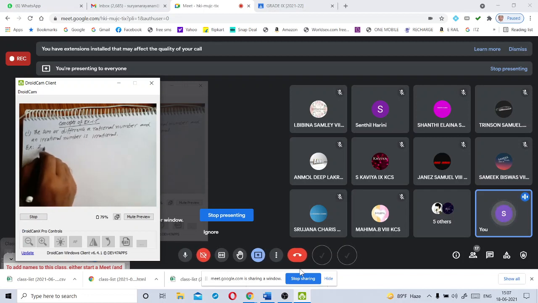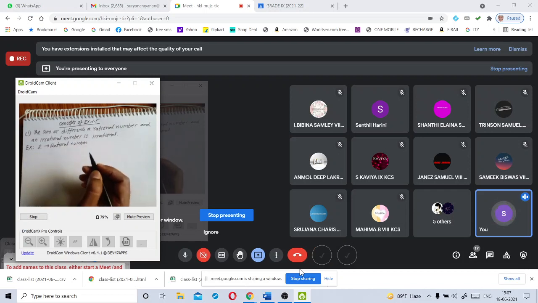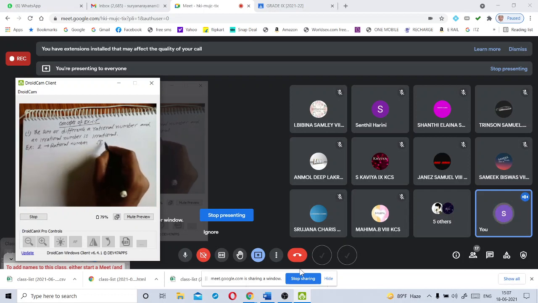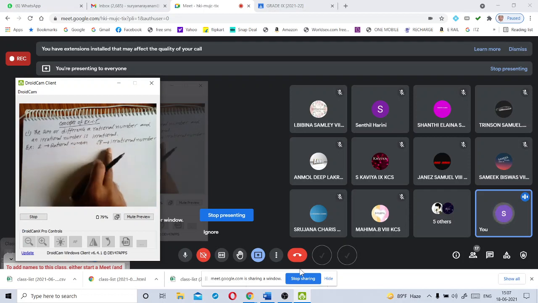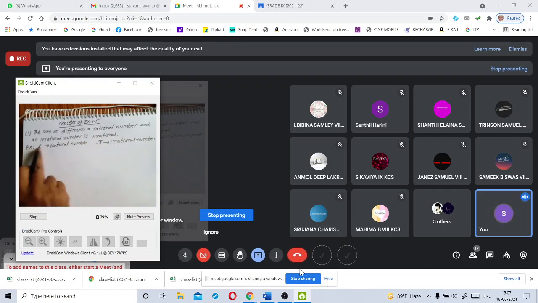2 is a rational number. Yes or no? 2 is a rational number. Root 3 is an irrational number. If you are adding these two numbers, what will you get? 2 plus root 3.